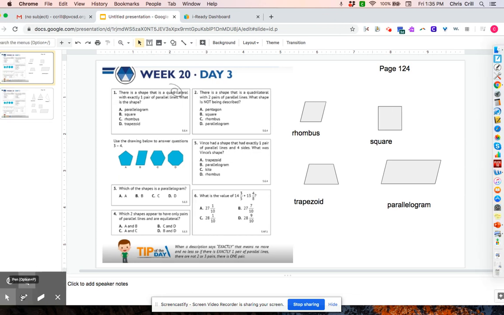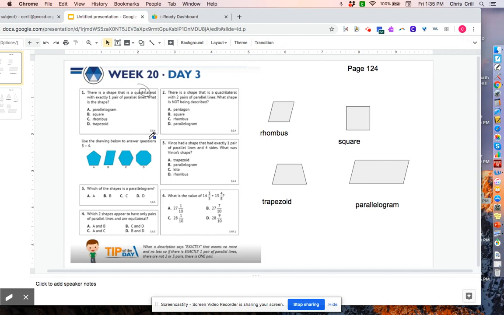Hi there. Day 3 in Argo, week 20, brings us really to focus a review more on quadrilaterals and triangles today. Let's start with number 1. It says there's a shape that's a quadrilateral, 4 examples right there, with exactly one pair of parallel lines.